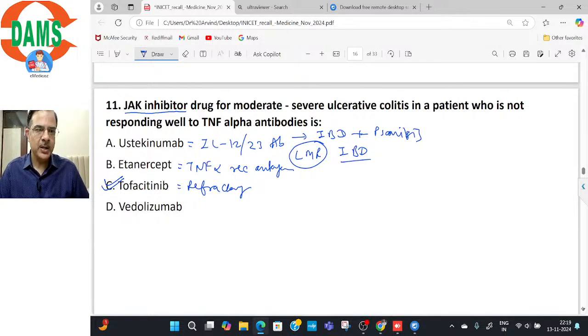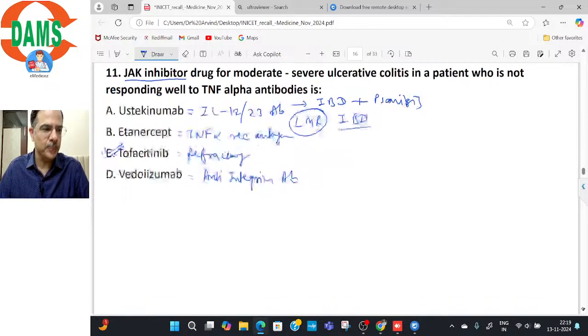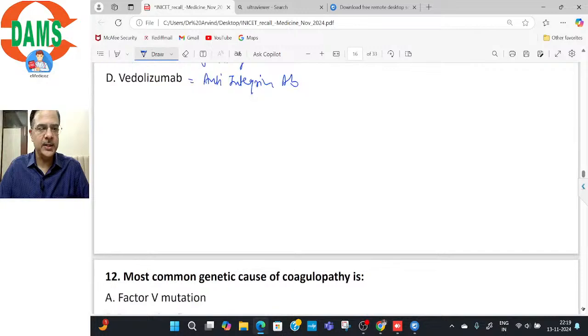While vedolizumab is an anti-integrin antibody, so the mechanism of action is different. It inhibits the adhesion of the lymphocyte with the GIT blood vessels. So it is used for the resistant cases of inflammatory bowel disease. So the answer is option C. Now come to the next one.